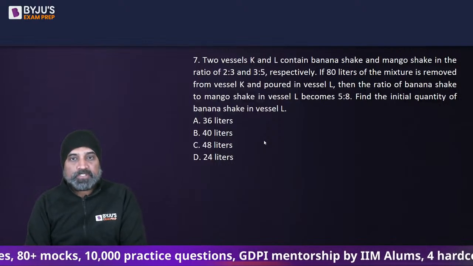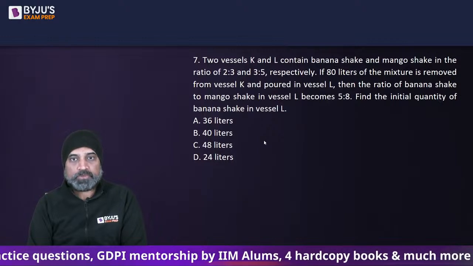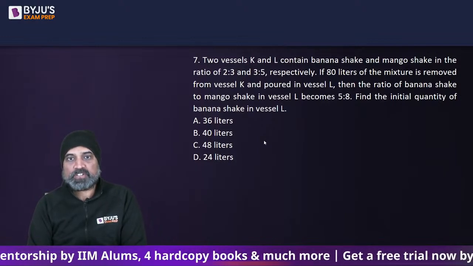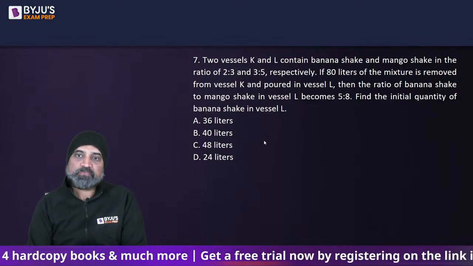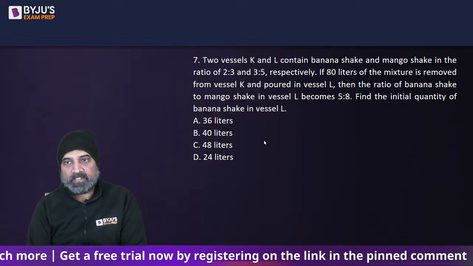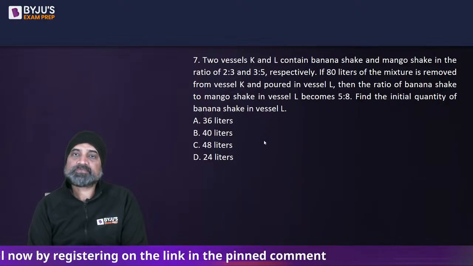Okay, next question. Two vessels K and L contain banana shake and mango shake in the ratio 2:3 and 3:5 respectively. If 80 liters of the mixture is removed from vessel K and poured in vessel L, then the ratio of banana shake to mango shake in vessel L becomes 5:8. Find the initial quantity of banana shake in vessel L.